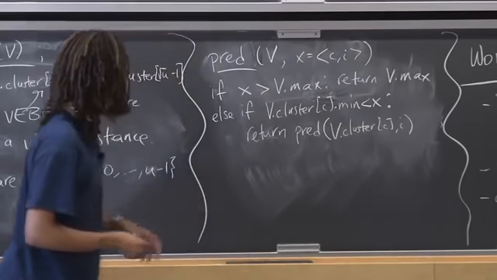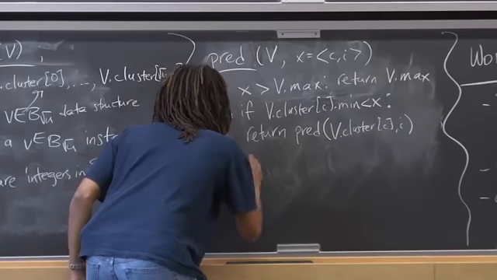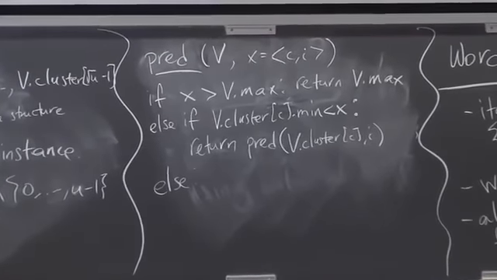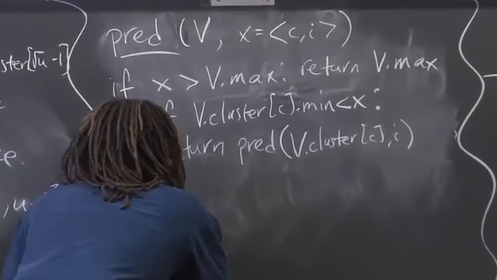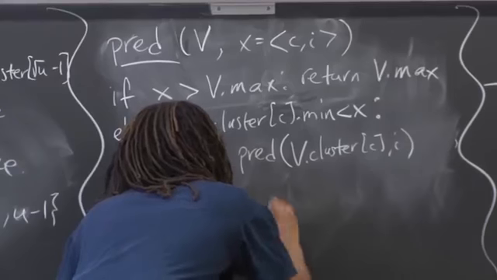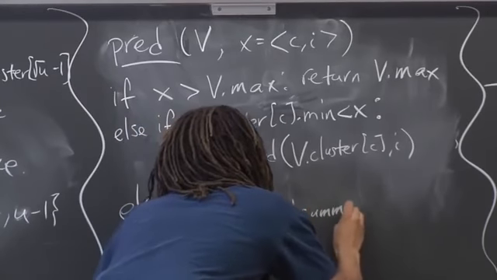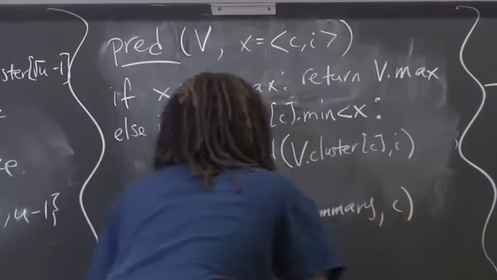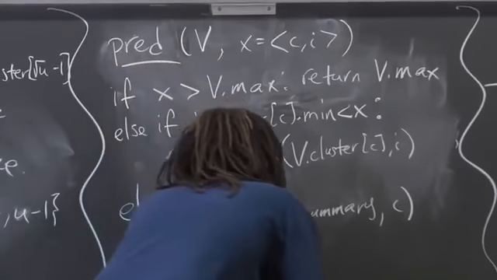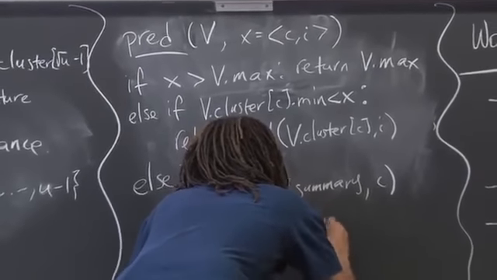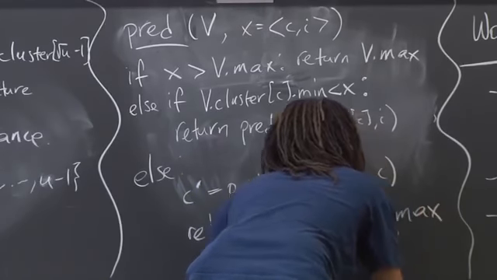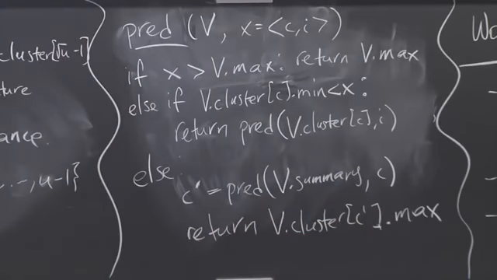Otherwise, I have to look in the summary for the predecessor cluster. So C prime will be my predecessor cluster. And then I return the maximum element in that cluster.